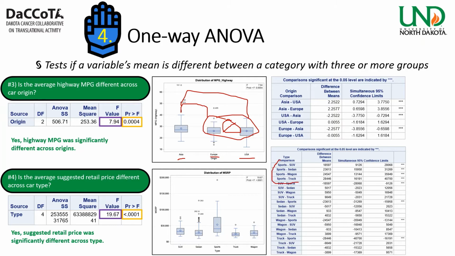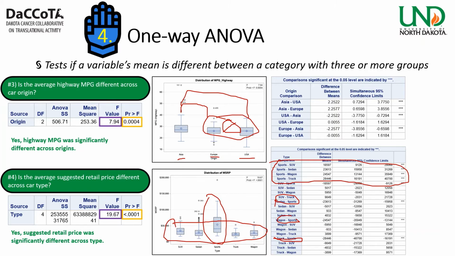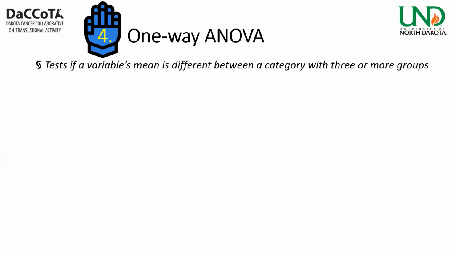It turns out that all the ones that are significant have sports in them, and none of the others do, which means sports cars were significantly higher compared to all the other ones, which weren't different from each other. So not surprising, sports cars were more expensive than other types of cars. That's why you buy a sports car.